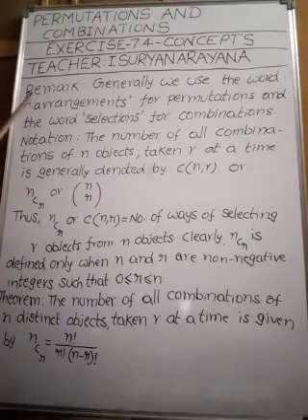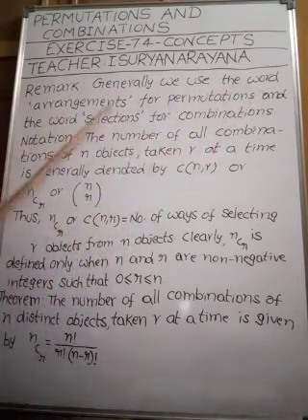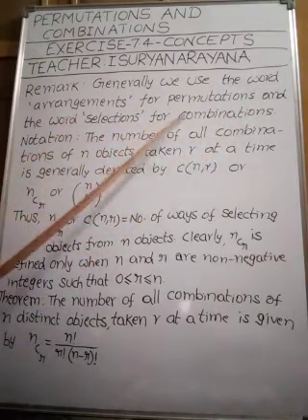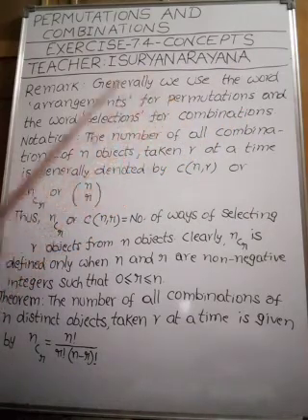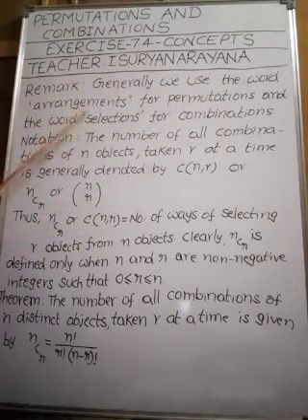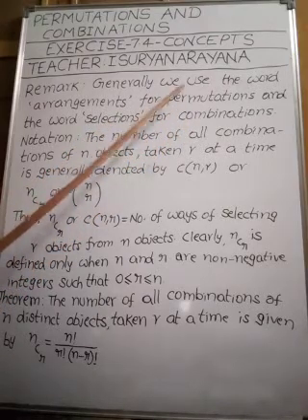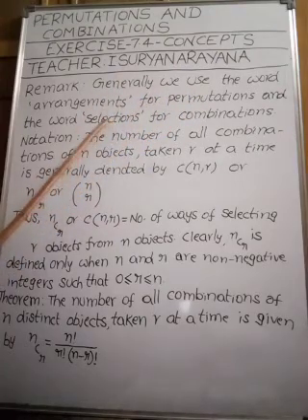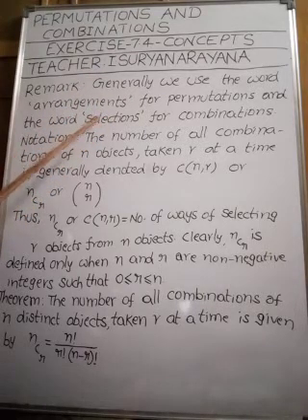Now come to this point, my dear children. Remark. Generally, we use the word arrangements for permutations and the word selections for combinations. Permutations and combinations are mathematical words. Arrangements and selections are general words. Understood this point?